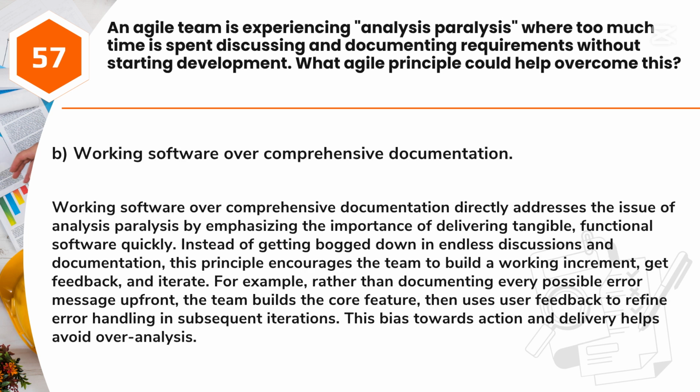Answer: B. Working software over comprehensive documentation. Working software over comprehensive documentation directly addresses the issue of analysis paralysis by emphasizing the importance of delivering tangible, functional software quickly. Instead of getting bogged down in endless discussions and documentation, this principle encourages the team to build a working increment, get feedback, and iterate. For example, rather than documenting every possible error message up front, the team builds the core feature, then uses user feedback to refine error handling in subsequent iterations. This bias towards action and delivery helps avoid over-analysis.